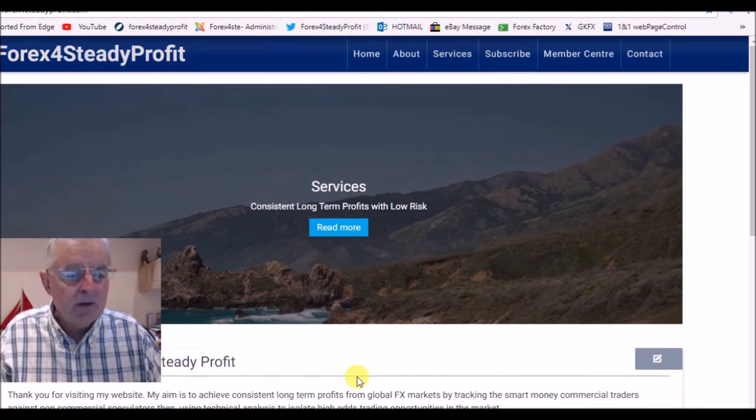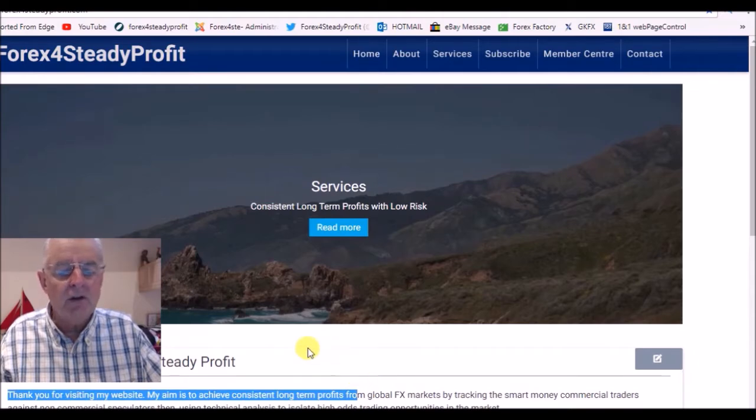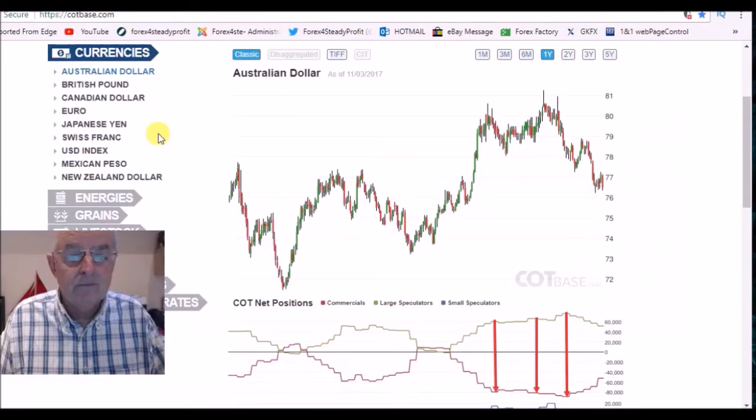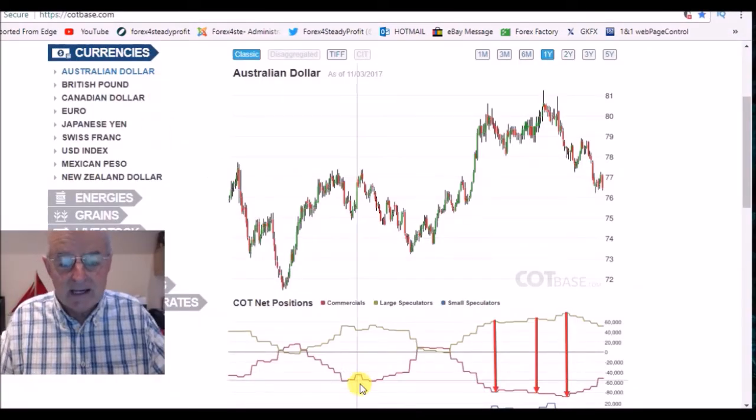forexforsteadyprofits.com. We use the Commitment of Traders report and the RSI to time our entry into the markets. And I'll show you the Commitment of Traders report and show how we use it on the charts. Okay, I'll just take you there now. This is the Commitment of Traders report in a graph form.